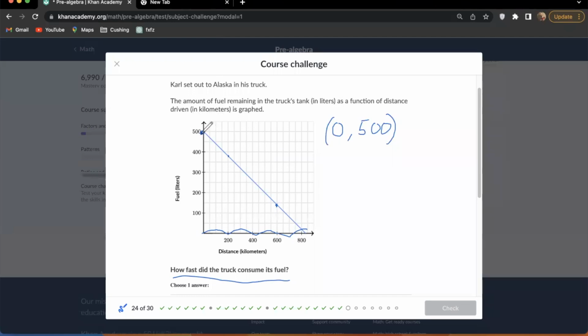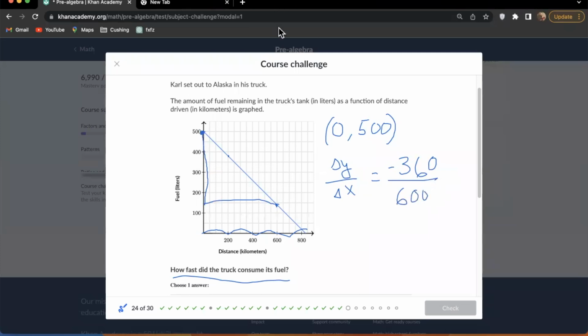But this line changes. So if I'm thinking change in y, like the last one, over change in x, if I go from this point to this point, how far down do I have to go? So it's going down. I go to 140. So it's the difference between 500 and 140, which is 360. So it goes down 360. So it's a negative 360 divided by, and the x is 600.